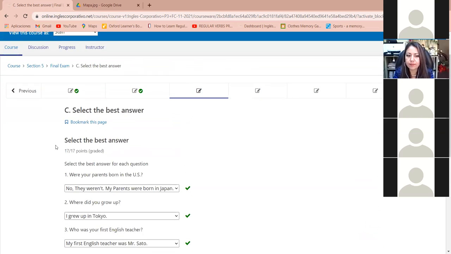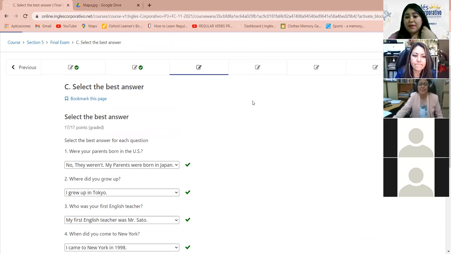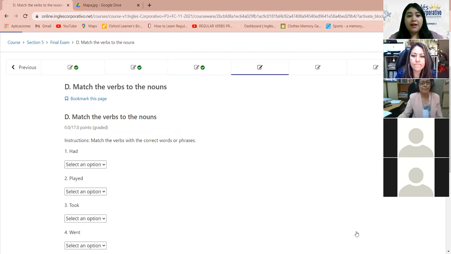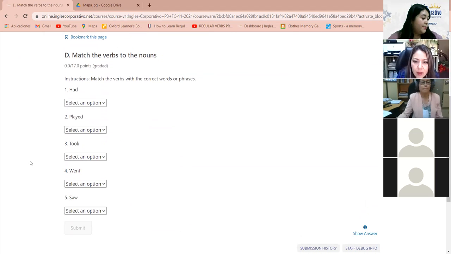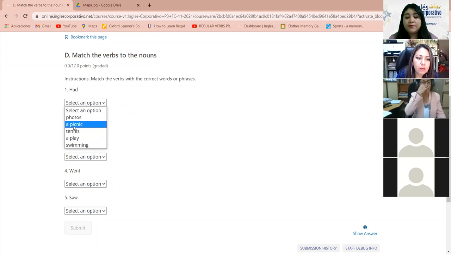Mm-hmm. And there you go. Bravo, girls. Now listen, because of the time, maybe we won't be able to finish the whole exam, right? Because we don't have any longer time. But let's try to make this one. Match the verbs to the nouns. We have had, recuerdan esta parte. Esto lo hicimos en un exercise, right? Que ya los teníamos categorizados. So, si yo quiero utilizar had, ¿con cuál de estas opciones podría utilizarlo?